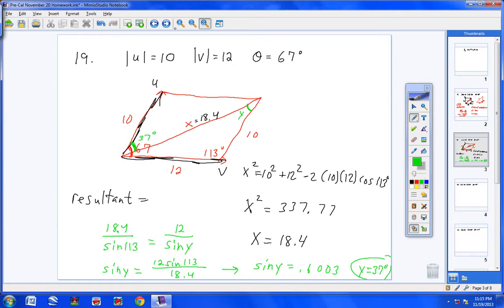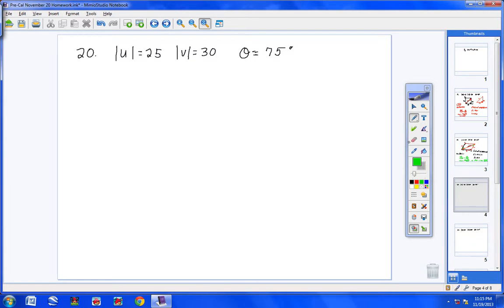All right, let's go ahead and try number 20. All right, here we go. We have vector u and vector v forming a 75-degree angle. So here's u, here's v. This is vector u. This is vector v. This has a length of 25, and this has a length of 30. This is a measurement here of 75 degrees.